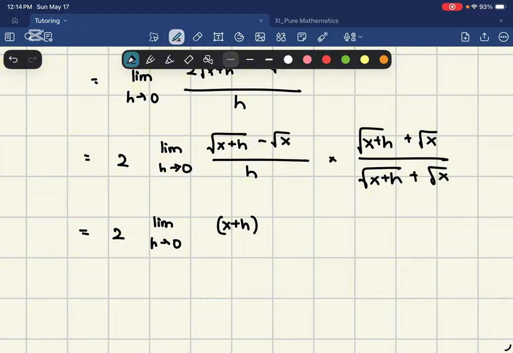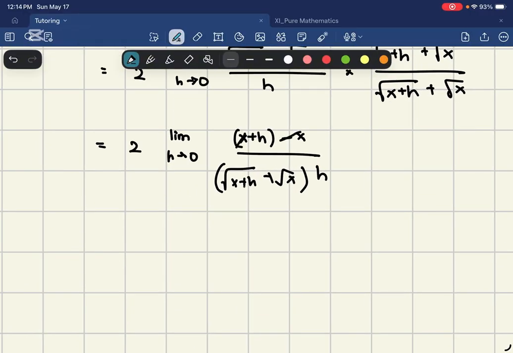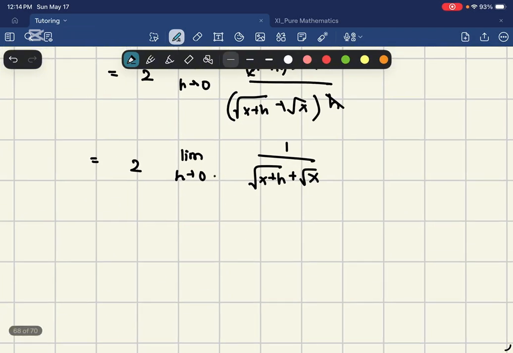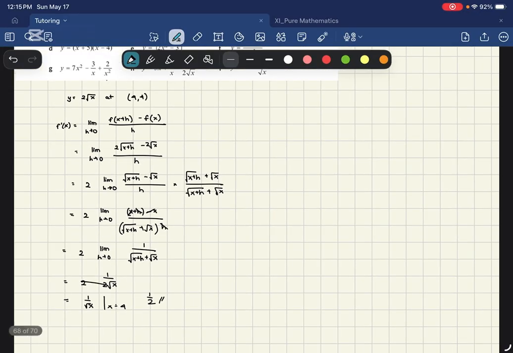So I can do square root of x plus h squared is just x plus h, minus b squared is just x. Divided by h times x plus h plus square root of x. Now x minus x cancels out, and h divided by h also cancels out. So you have 2 times limit h tends to 0 of 1 over square root of x plus h plus square root of x. If you bring values of h closer and closer to 0, you will see that you have square root of x plus square root of x. So you have 1 over 2 square root of x, and the 2s cancel out. So you get 1 over square root of x, and you substitute x is equal to 4, you get 1 over 2. So this is using the definition.